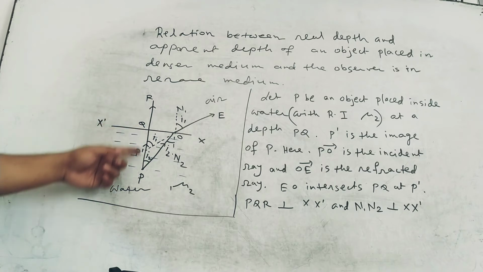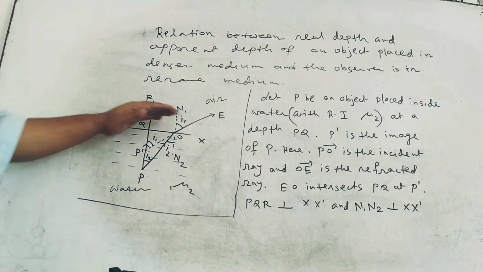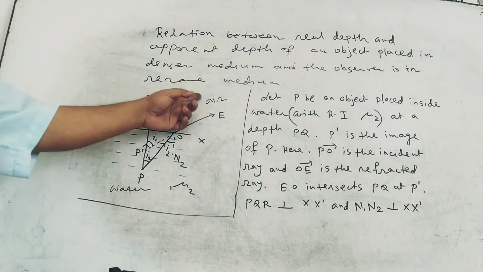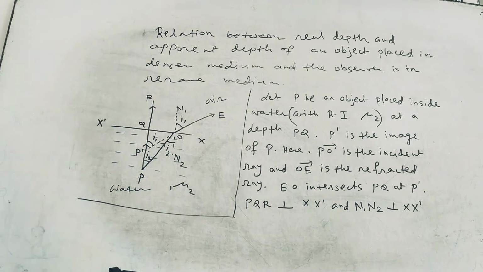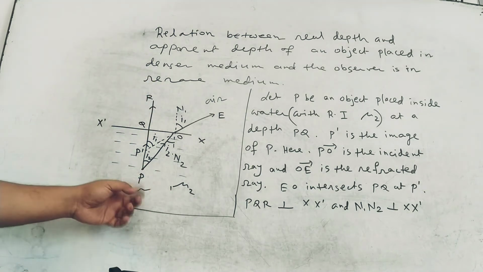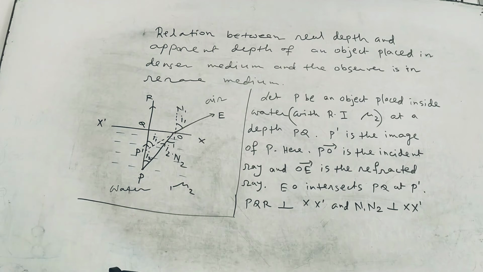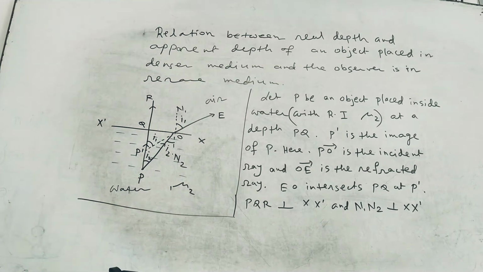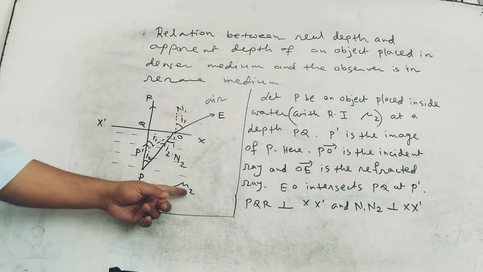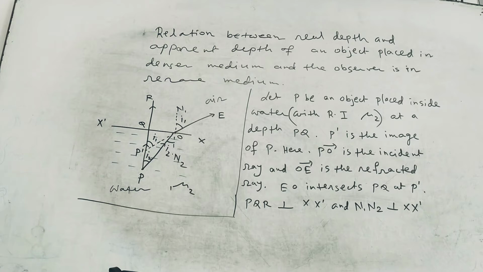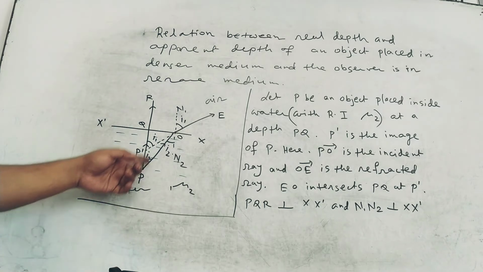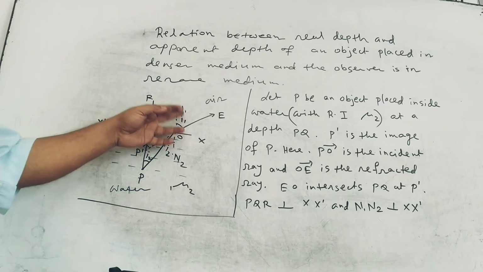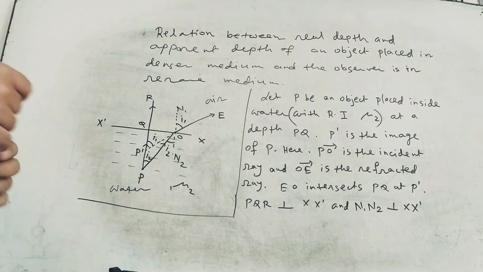Here PQ is normal to the plane of separation X prime X between the denser and rarer medium. Say the rarer medium is air having refractive index mu1 and the denser medium is water with refractive index mu2. That is, the refractive index of water with respect to air is 1 mu 2. Air is the first medium and water is considered as the second medium. The angle of incidence in the second medium is I2 and the angle of refraction in the first medium is I1.